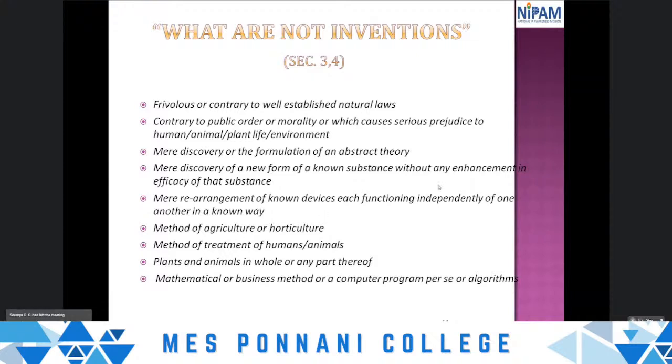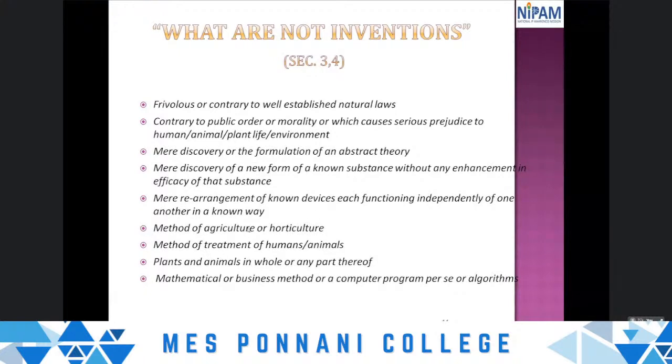Mere discovery of a new form of a known substance without any enhancement in efficacy. For example, salts, esters, ethers, and other derivatives of already known compounds cannot be patented unless they result in a significant increase in efficacy. Mere rearrangement of known devices, each functioning independently. For example, an umbrella that is fitted with a torch. The torch is functioning independently, the umbrella is functioning independently, both are just physically connected. They do not have any interdependence with regard to their functionality. So such a thing cannot be patented.